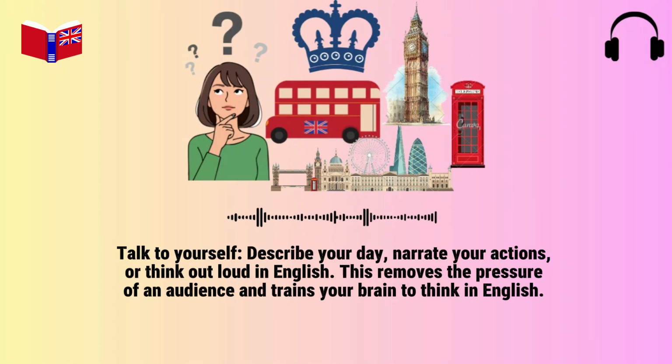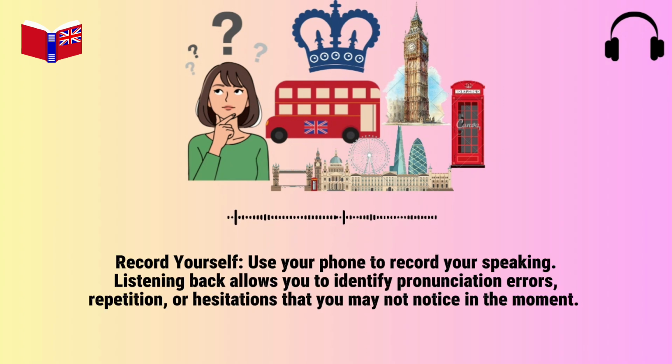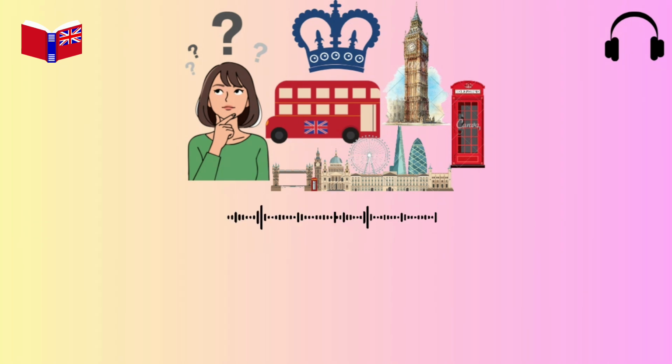Talk to yourself. Describe your day, narrate your actions, or think out loud in English. This removes the pressure of an audience and trains your brain to think in English. Record yourself. Use your phone to record your speaking. Listening back allows you to identify pronunciation errors, repetition, or hesitations that you may not notice in the moment.